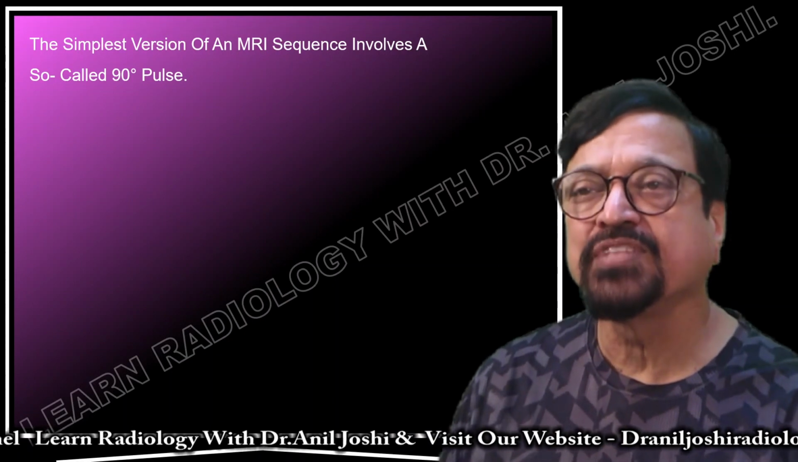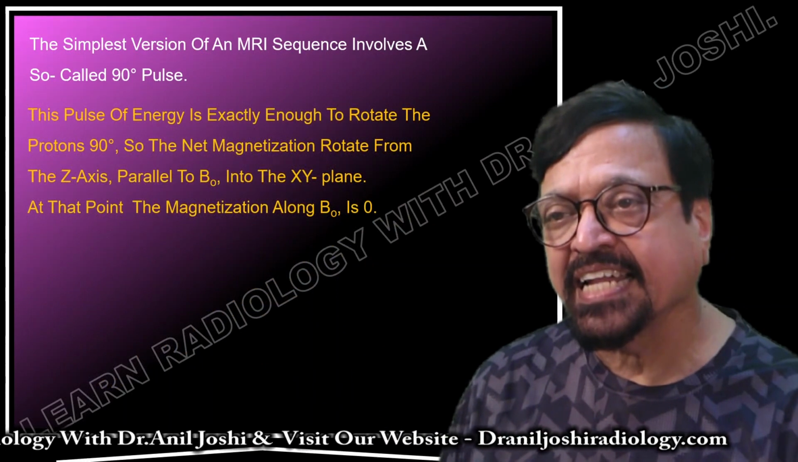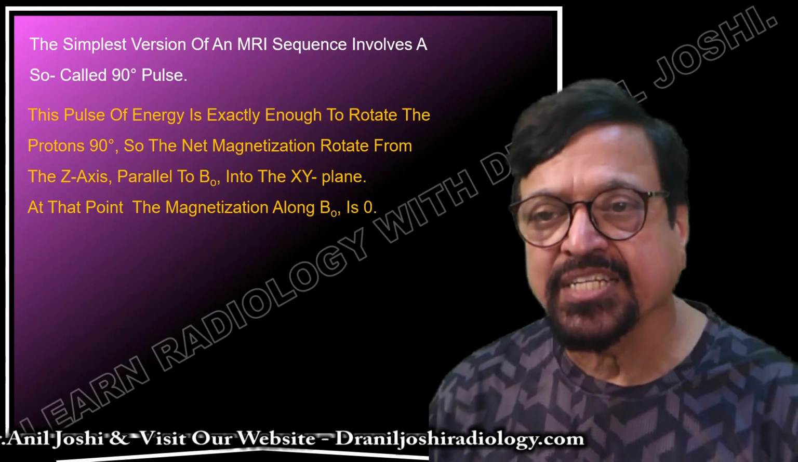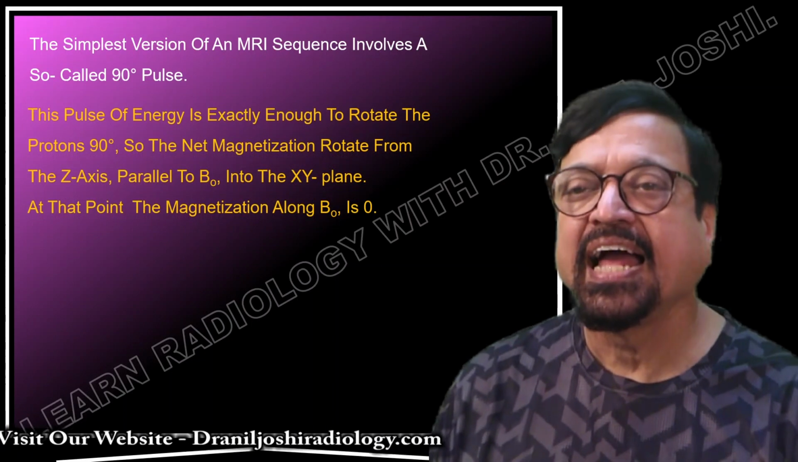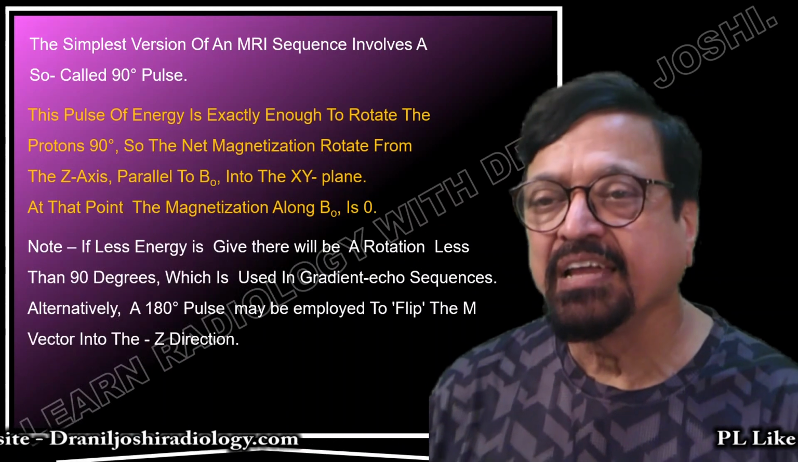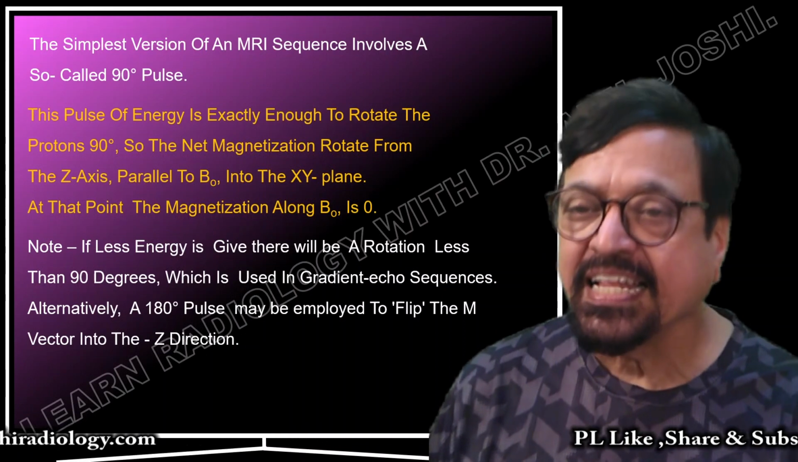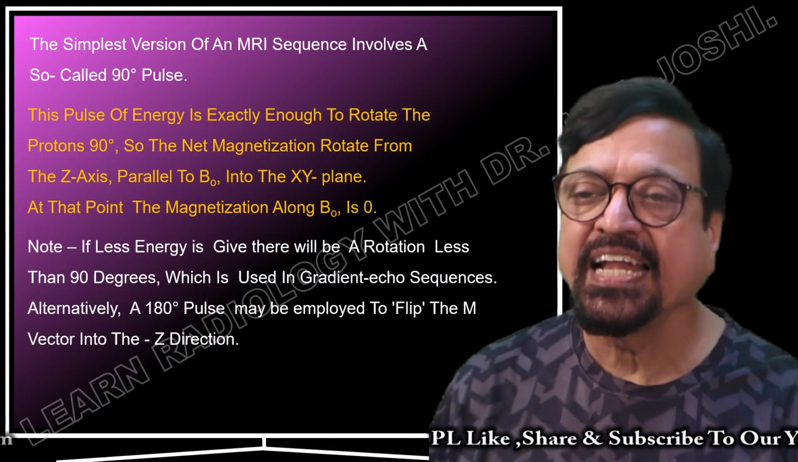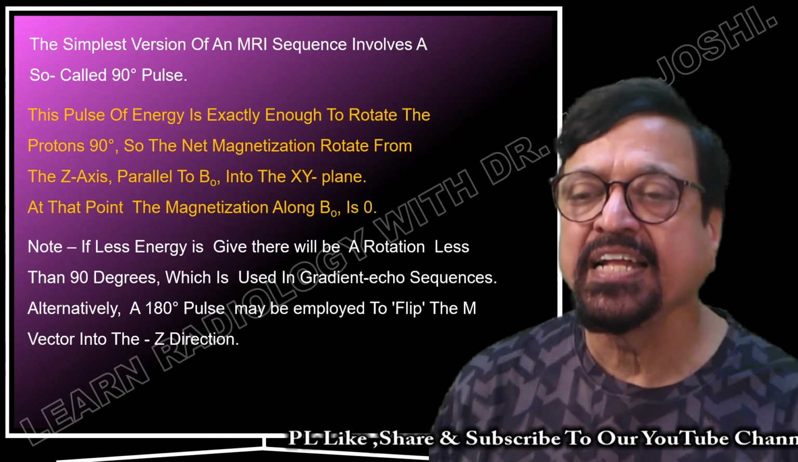The simplest version of the MRI sequence involves a so-called 90-degree pulse. This pulse of energy is exactly enough to rotate the proton 90 degrees. So the net magnetization rotates from the z-axis, parallel to B0, into the xy plane. At this point, the magnetization along B0 is also 0. Note, if less energy is given, there will be a rotation of less than 90 degrees, which is used in gradient echo sequences. Alternately, a 180 pulse may be employed to flip the M vector into the negative z direction.